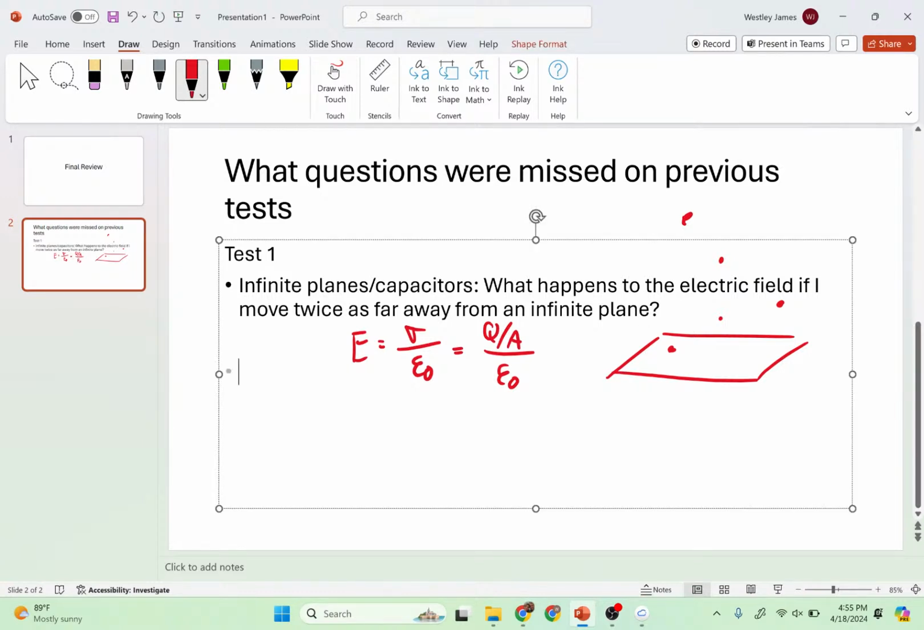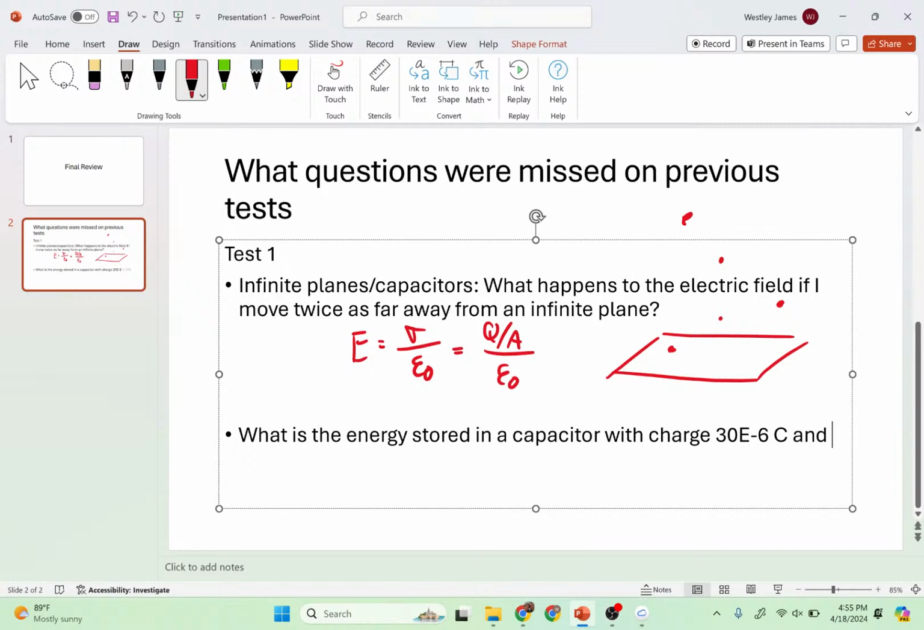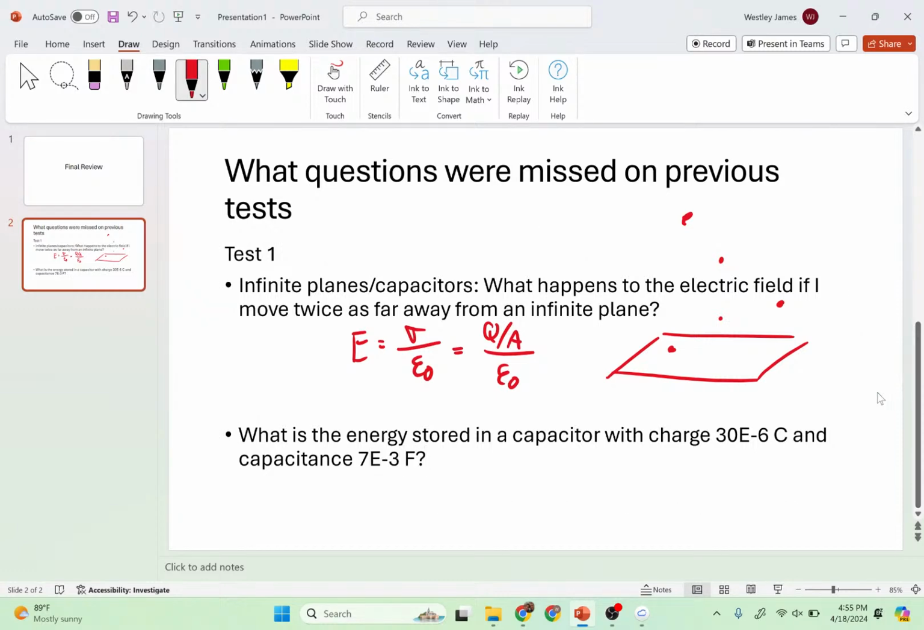I was actually kind of surprised about this one. What is the energy stored in a capacitor with charge, I don't know, I'm just going to make up numbers, 30 e to the minus 6 coulomb, and capacitance 7 e to the minus 3 farad? I don't care what the numbers are. What is the energy stored in this?